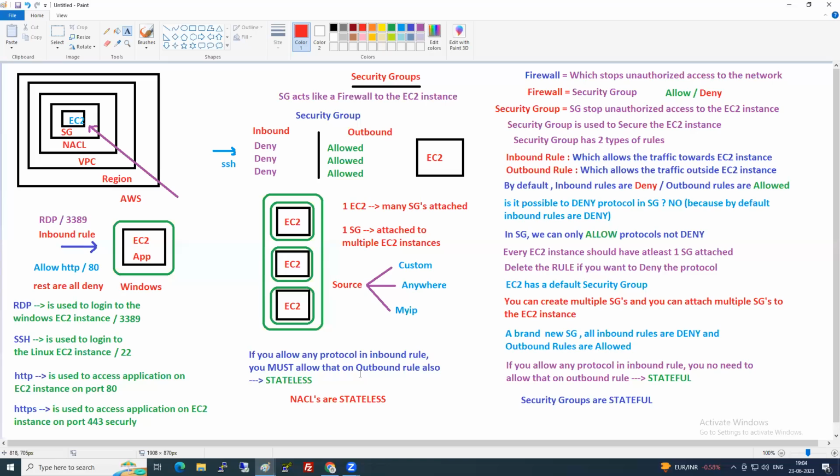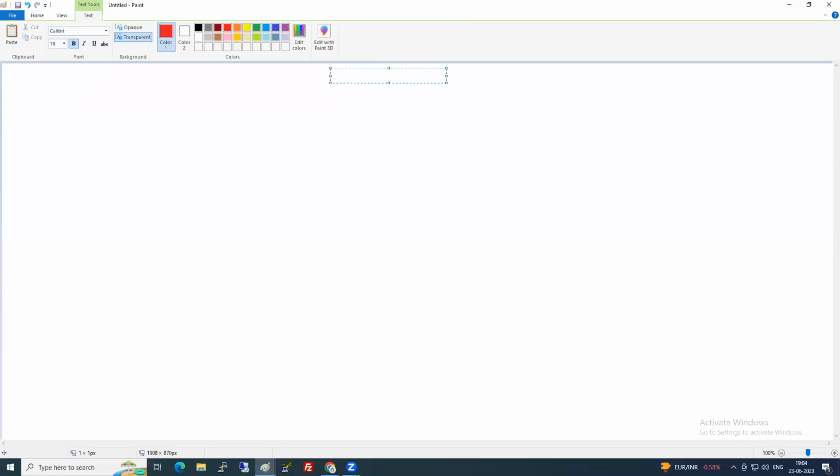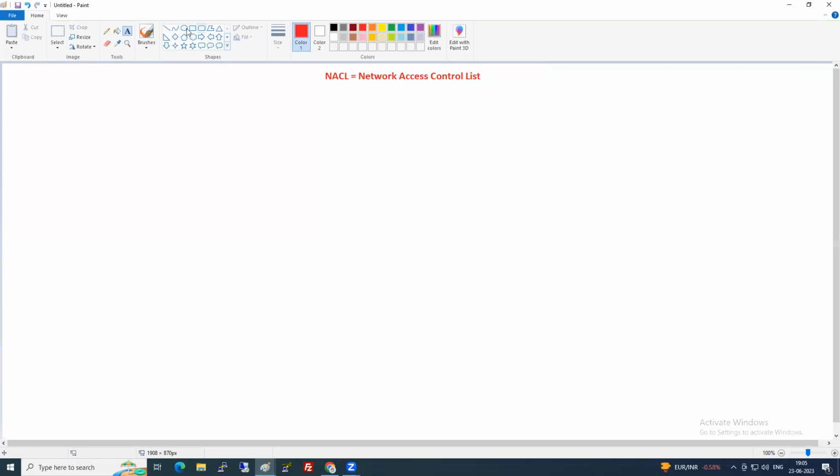Is it clear? Before I go to NACLs, is this clear? Super. Understood? Okay. So now, what is NACL? NACL: Network Access Control List.